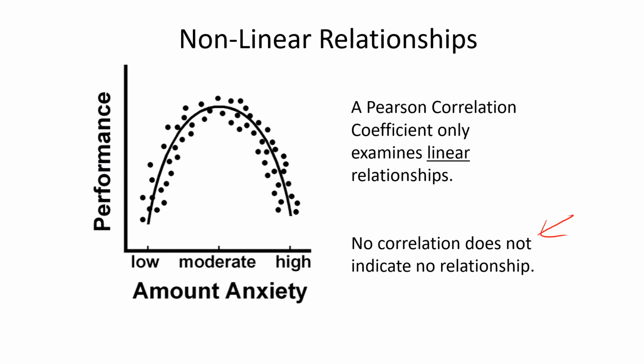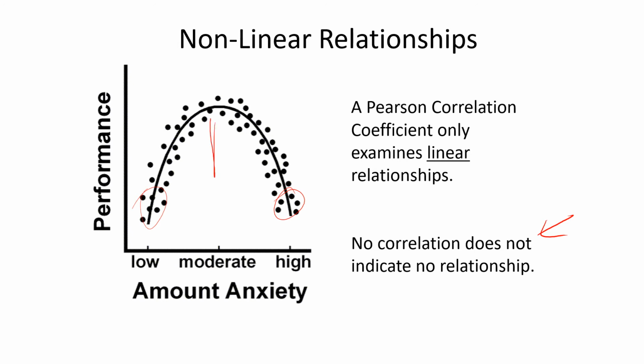Specifically here, you've got anxiety and performance. That is, at low levels of anxiety, you tend to do poorly on your task, and at really high levels of anxiety, you tend to do poorly. That's because at high levels, your anxiety is causing you to freeze up. At low levels, your low anxiety is causing you to not practice, not study, not do whatever it is that's going to prepare you for the task.